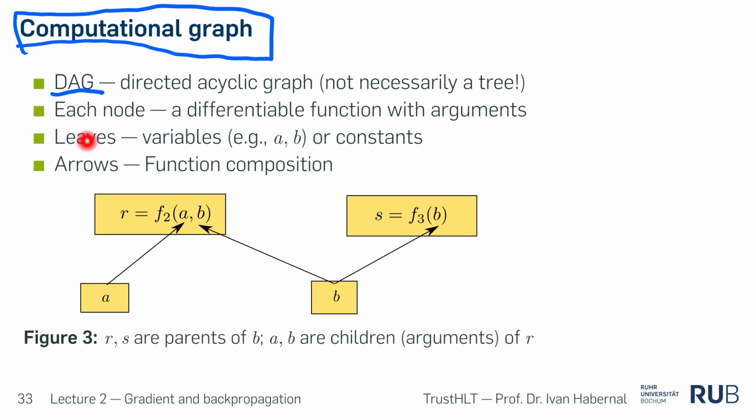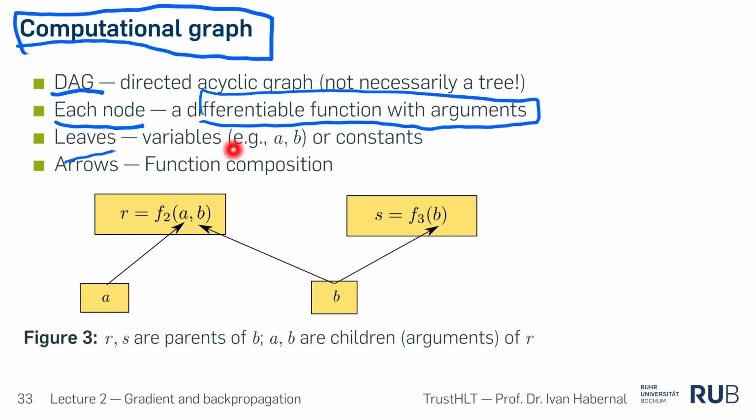So we have a computational graph, and each node of this graph is some differentiable function, and it has some arguments. The leaves are some variables like a and b, or some constants, and the arrows are just telling function composition. So if we have here an example, a and b are, let's say, numbers, and they go to function f2 as parameters, and they go also to function f3. This could be, for example, summation, and this could be, I don't know, exponentiation. Why not? So does it make sense? This is how we are splitting a complicated function into pieces and plugging them into a graph.